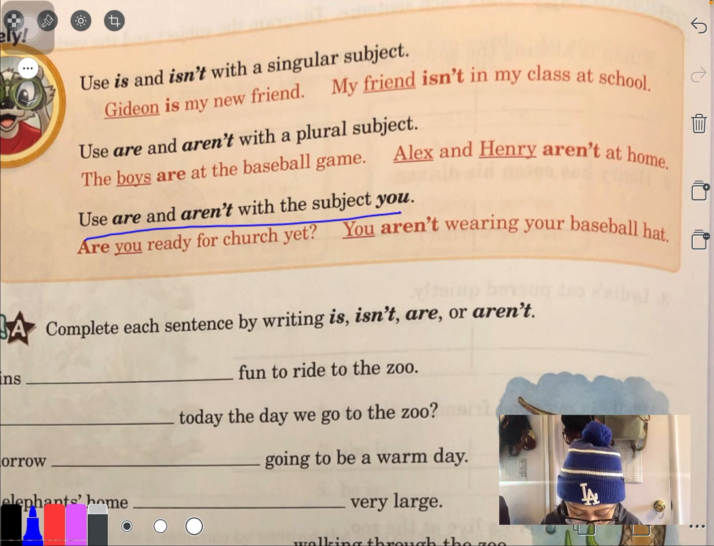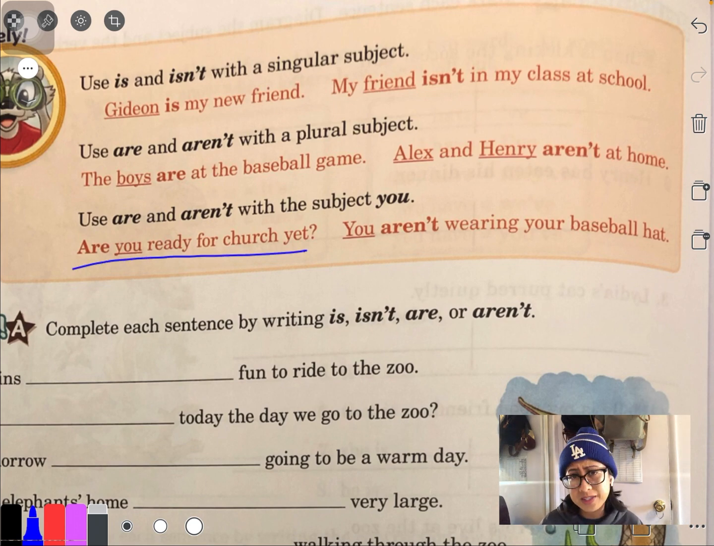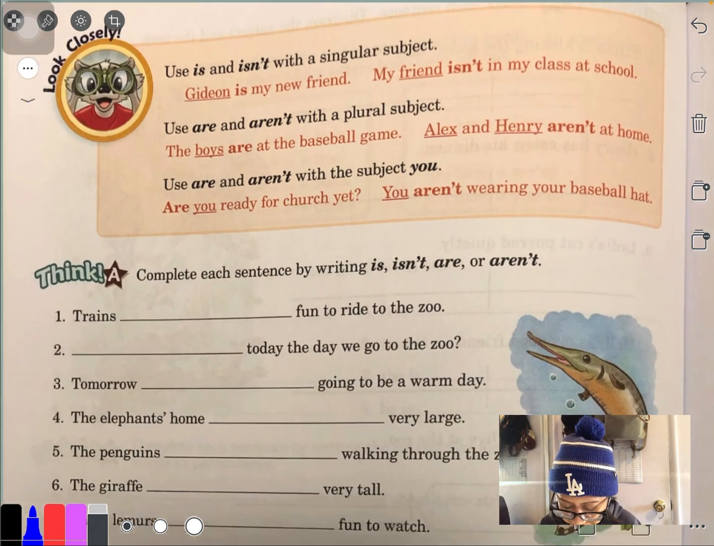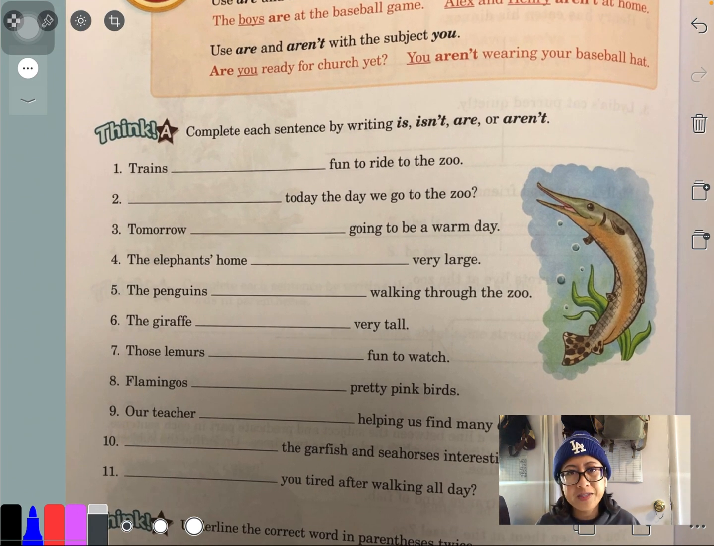I can also use aren't and are with the subject you. So if I'm going to say you at the beginning of a sentence, I can say, you are amazing, or you aren't doing that right, or you are going to Disneyland, or you aren't going to Disneyland, I'm sorry. That would be sad. So here are the examples they give you in the book. Are you ready for church yet? Okay, I know they kind of switched it around. They put are at the beginning and the subject is in the middle, but that's because they're stating this in an interrogative sentence. And then, you aren't wearing your baseball hat.